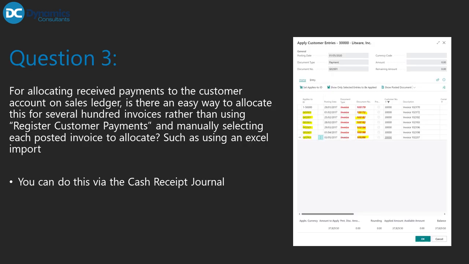Next up, for allocating received payments to the customer account on Sales Ledger, is there an easy way to allocate this for several hundred invoices rather than using register customer payments and manually selecting each posted invoice to allocate, such as an Excel import? So you can actually do this via a cash receipt journal. Using the applied entries function, it allows you to map payments to multiple invoices, as seen in the screenshot.